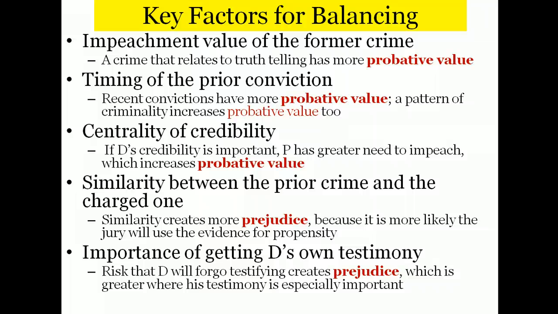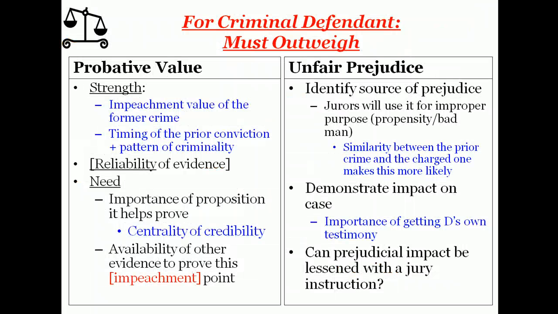Now, how do these factors fit into the overall balance? Let's look at our standard chart for our balancing rule. But before we do that, please note that I think the most important factors here in our list are first the impeachment value of the former crime, and second the similarity between the prior crime and the charged one. All right, now let's go to our standard balancing.